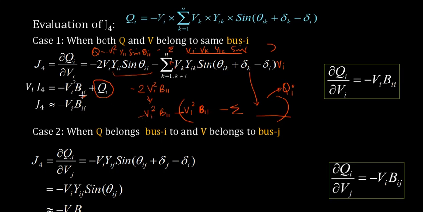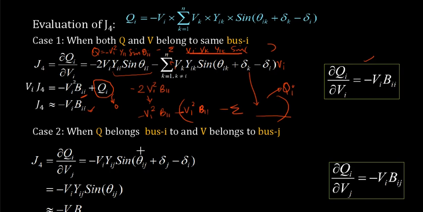Again, we have seen that Vi squared Bii is much larger when compared to Qi. Qi magnitude is very small, so you can neglect Qi, or it can be taken equal to 0, and then you can divide with Vi. Once you divide with Vi, you will have J4 equal to minus Vi into Bii. So J4 will be equal to minus Vi into Bii, or in other words, delta Qi by delta Vi will be equal to minus Vi into Bii.